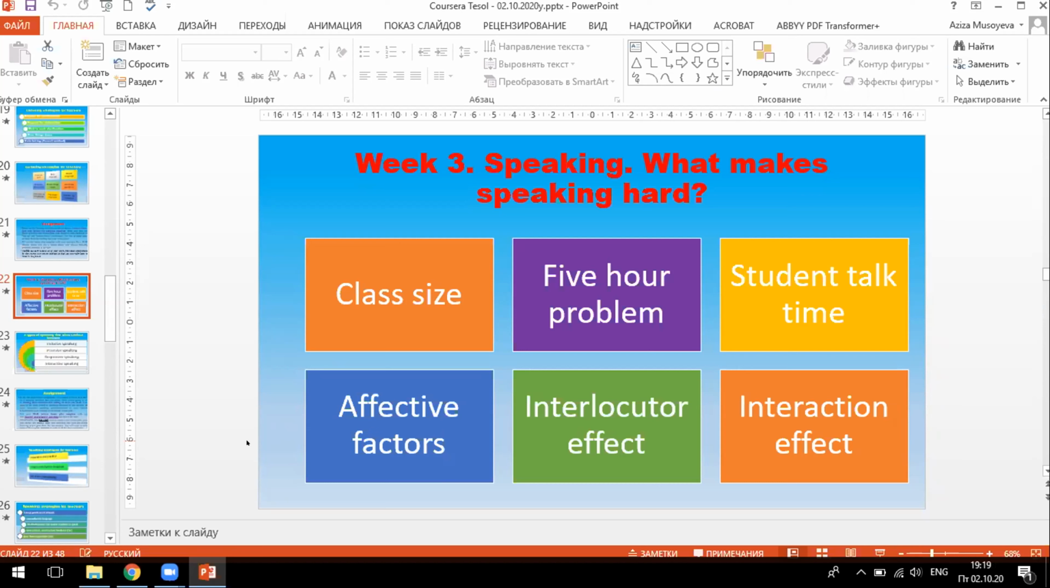And interaction effect means how you change how and what you say because of real-time questions. For example, your students ask some questions, so how do you react to this, and how can you change the answer to that question.